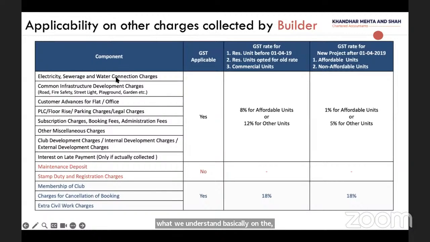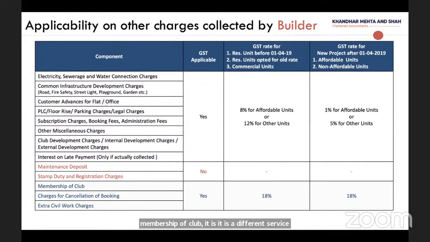So electricity, sewerage, water connection charges, common infrastructure development charges, advances, that is the basic sale price, PLC, floor rise, parking charge, legal charges, subscription charge, booking fees, administration fees, other miscellaneous, clubhouse development charges, internal development and external development charges can be covered under the basic rate structure. But the membership of club is a different service altogether, and it would be covered at 18%.